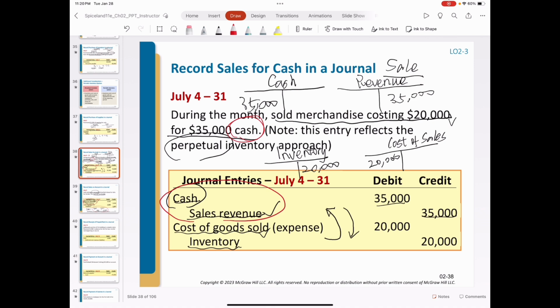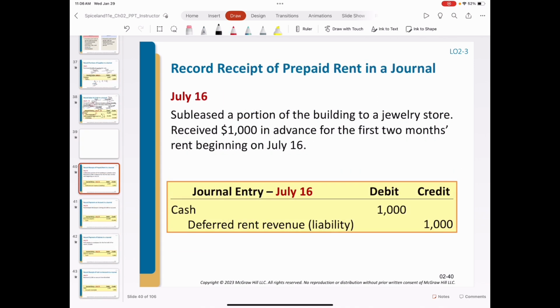The transaction is done. The customer made the payment, the company provided goods and service. On July 16, the company subleased a portion of the building to a jewelry store and received $1,000 in advance for the 2 months rent, beginning on July 16th.